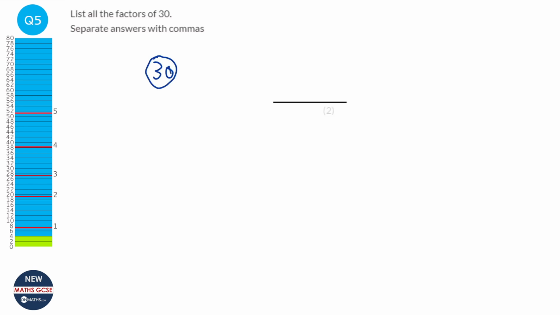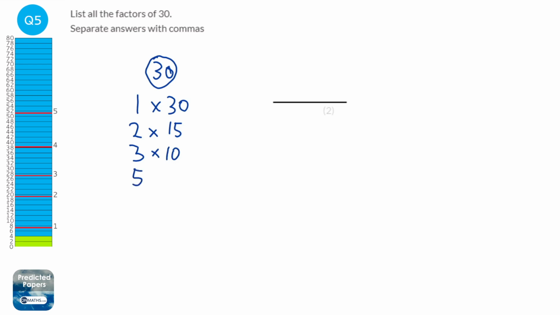To find the factors of 30, we're just going to write down all the factor pairs, or all the pairs of numbers that multiply together to make 30. So 1 times 30 is 30, 2 times 15, 3 times 10. Now 4 doesn't go because 30 is not in the 4 times table. 5 times 6, and we notice that if we pick 6, it's just going to be 6 times 5, just going to be the opposite. So the factors are all the numbers that we've just written down, so it would be 1, 2, 3, 5, 6, 10, 15, and 30.